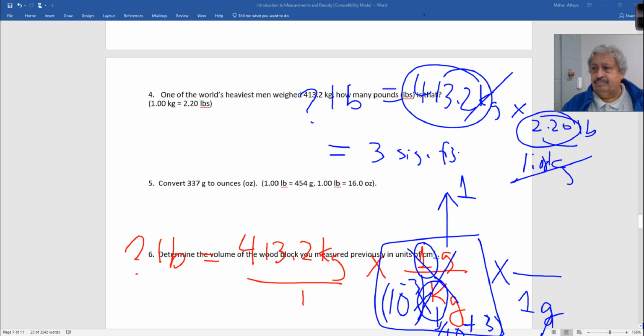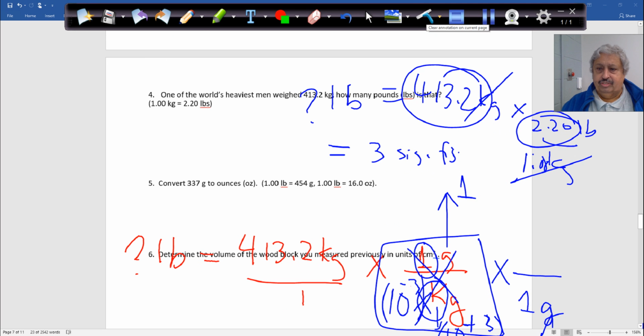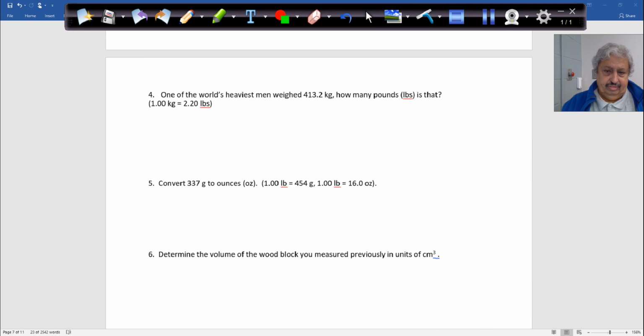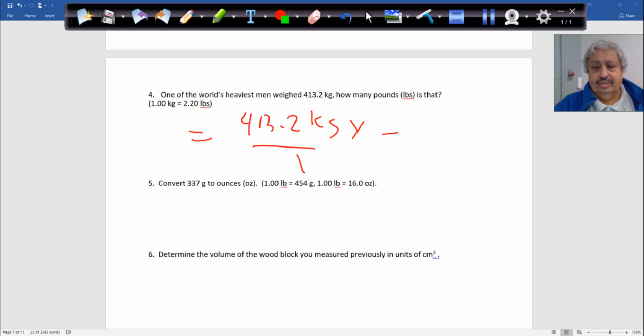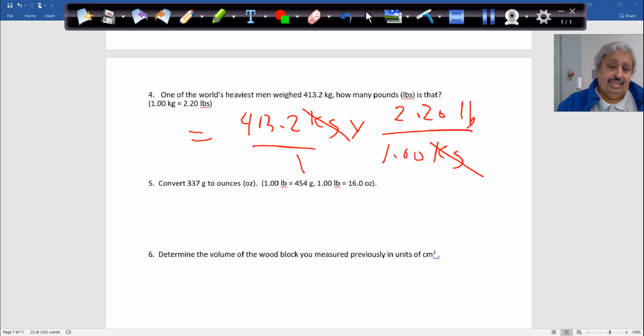So let me take this one out. And you know how to do it, correct? You know how to do it, guys? What I did with this is just straightforward. This is 4132 kilogram over 1.00 kilogram at the bottom, and this is 2.20 pounds. So kilogram to kilogram cancels out, and your answer will be rounded to 3 sig figs.